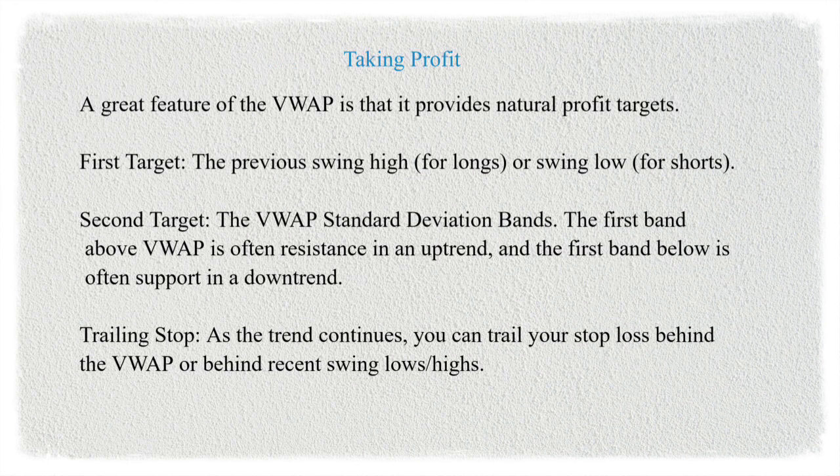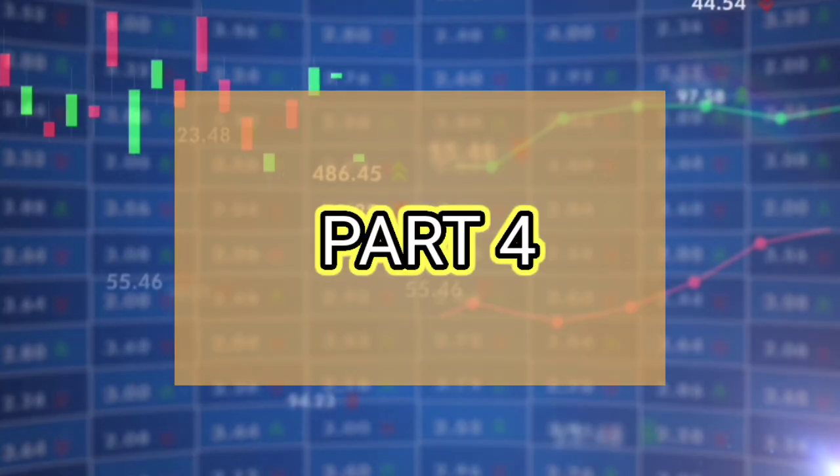Taking profit. A great feature of the VWAP is that it provides natural profit targets. First target, the previous swing high for longs or swing low for shorts. Second target, the VWAP standard deviation bands. The first band above VWAP is often resistance in an uptrend, and the first band below is often support in a downtrend. Trailing stop. As the trend continues, you can trail your stop loss behind the VWAP or behind recent swing lows or highs.